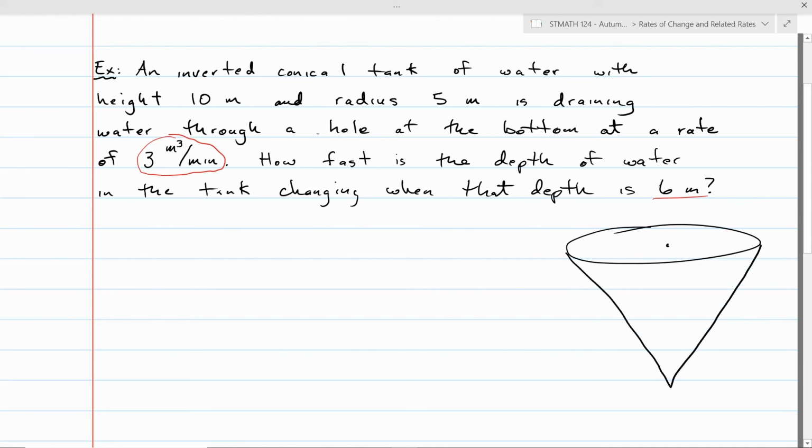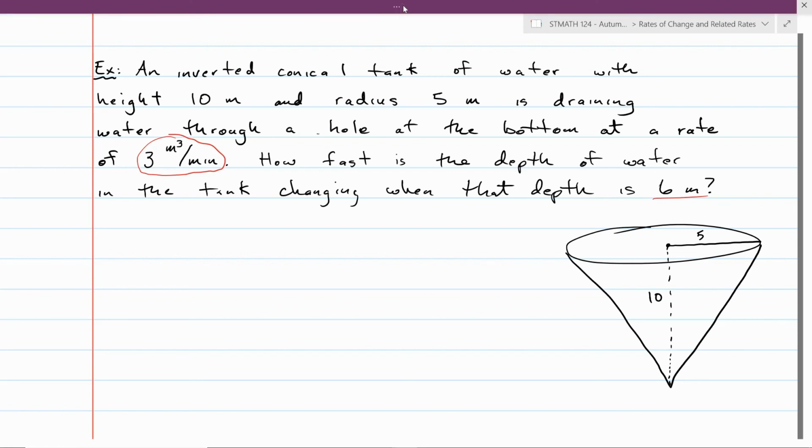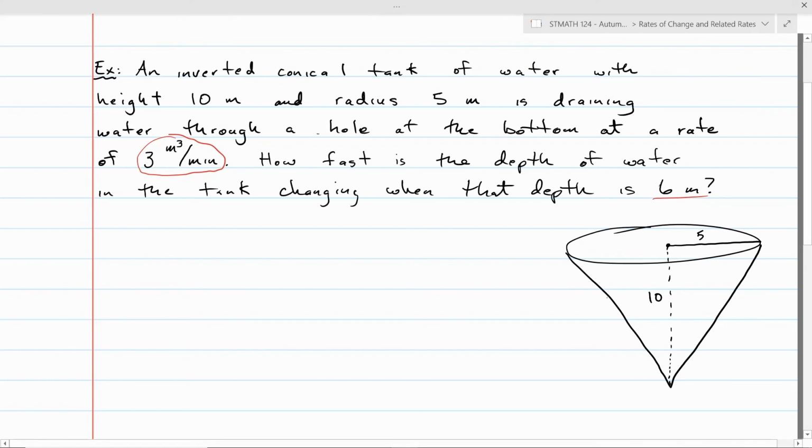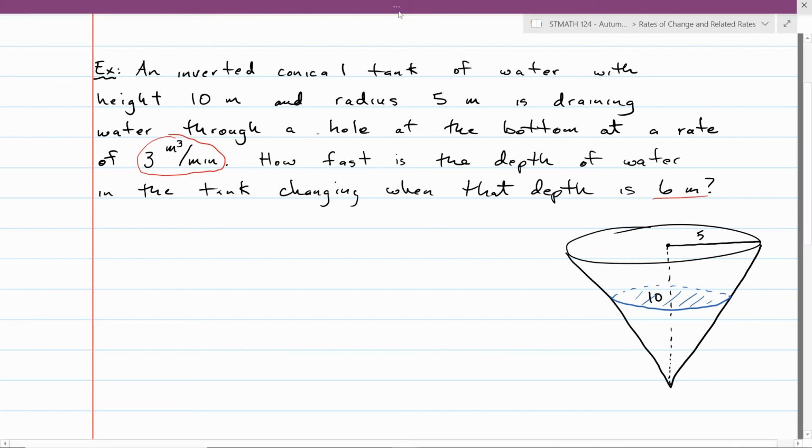I know the radius of the cone, that just means the radius of the circle at the very top of it is 5. And I know the height of this thing, so measured from the center of the top circle down to the point, that's 10 meters. And then it's draining water, so there's a water level inside here. Maybe I'll just indicate that with a blue circle here. So this right here is the water level.